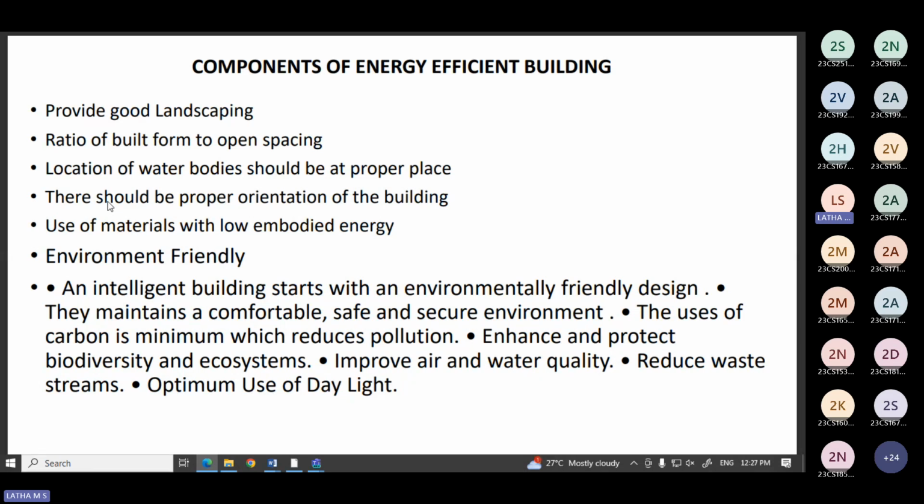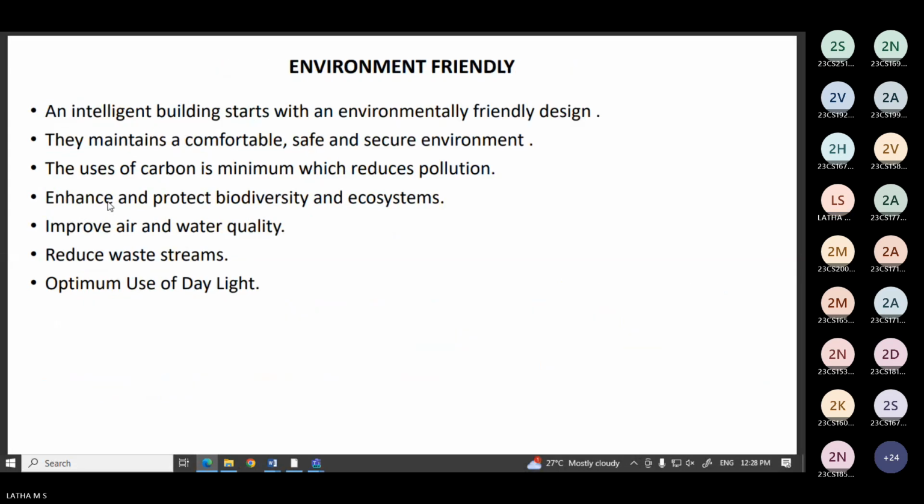Use materials with low embodied energy, meaning the energy consumption for producing the material is very low. Then there should be environmentally friendly materials. When we talk about the intelligent building with respect to being environmentally friendly, it should also be comfortable, safe and secure. All this comes into the picture. Environmentally friendly also means improved air circulation, reduced water waste streams, use of low carbon materials, and so on.